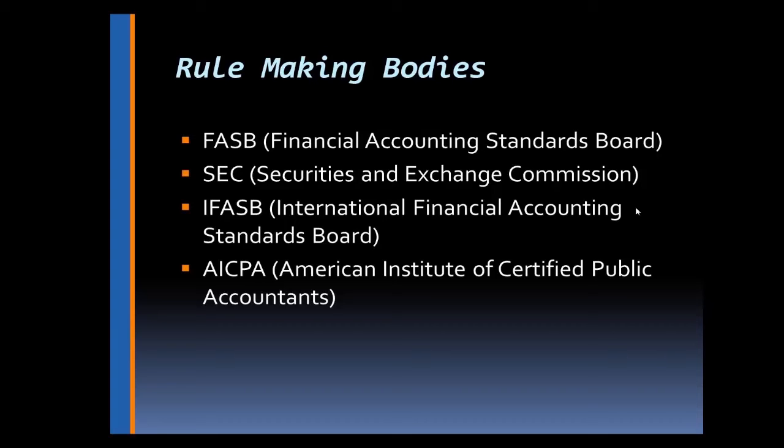The second rulemaking body is the Securities and Exchange Commission. The Securities and Exchange Commission governs the way in which public companies report their information to the public. And they also may issue rules and guidelines that must be followed by the public companies and their auditors in preparing financial statements.